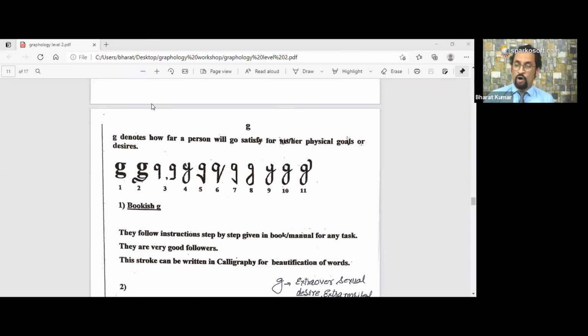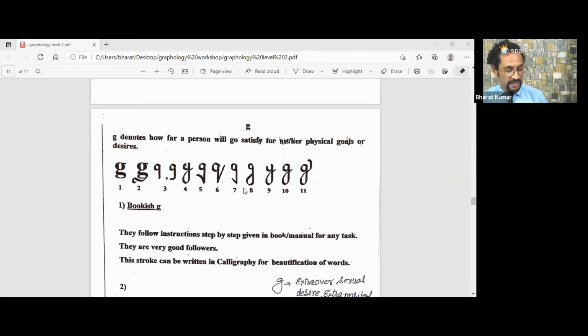This stroke of the first kind of G can be written in calligraphy also for beautification of the word. So remember, if you are going to check calligraphy, don't consider this kind of G. In regular writing, this G of the first kind will be considered.